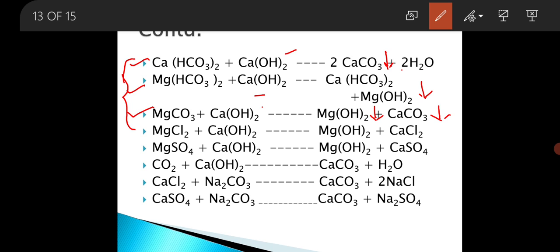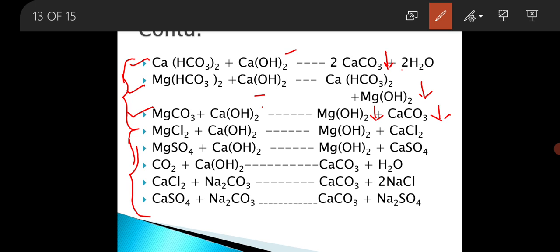So lime can reduce the carbonate hardness, but in permanent hardness there is also the presence of non-carbonate hardness of calcium and magnesium. So these are non-carbonate hardness of calcium or magnesium.